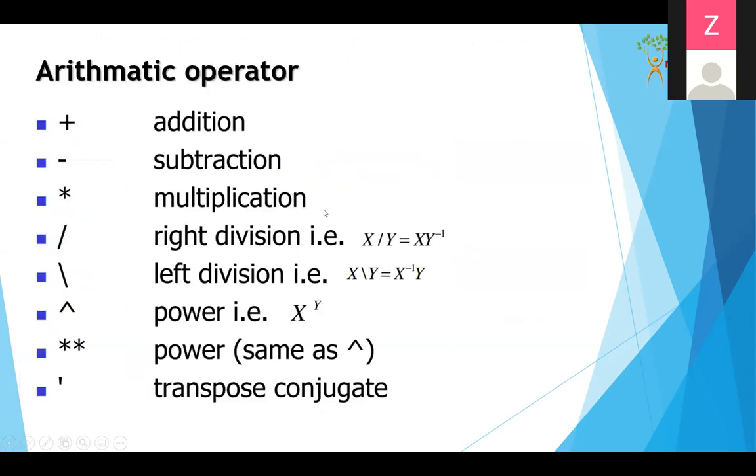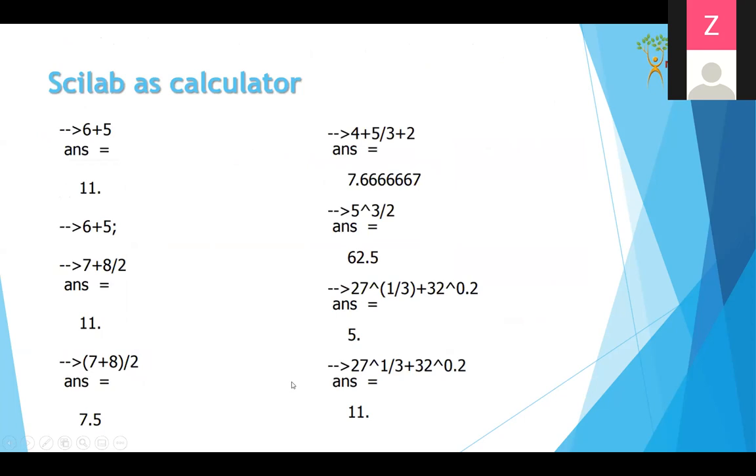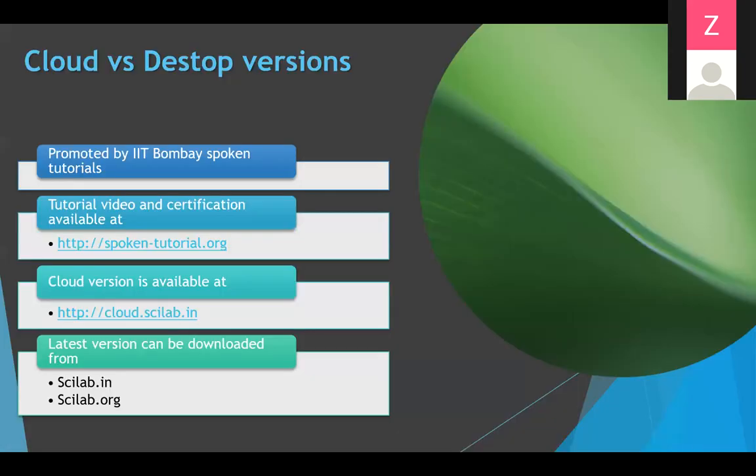All the arithmetic operators are available as such: plus, minus, multiplication, division, left division, power. Power is the same as raised to power. Then we can also use transpose or conjugate. We can use Scilab as a calculator. Simply on the prompt itself, we can write 6 plus 5. Let me show you the power of Scilab. I think I should start from there itself.